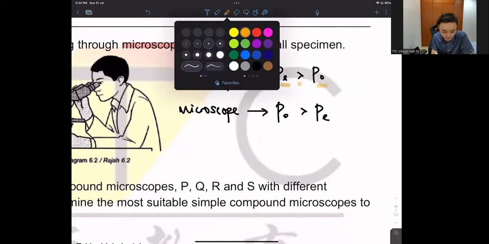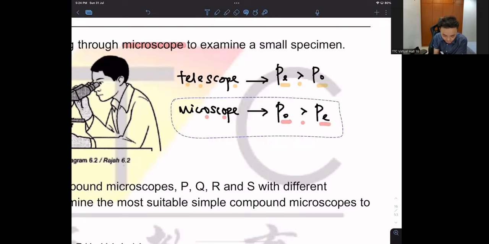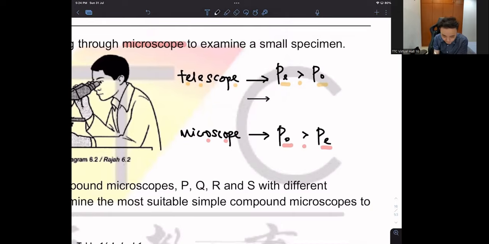And you know, it works. If it works, it's not stupid, right? Microscope, you got more O than E, right? There you go. PO bigger than PE. Simple life, right? But of course, in the exam, you cannot say that because telescope, I want PE to be larger because I count the E. I don't want to count, I'll show you later, okay? But in this case, you can use this small trick here to remind yourself. You count the E, you count the O. Simple, simple.